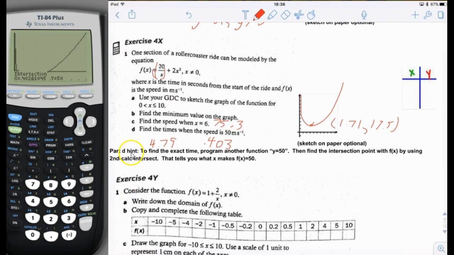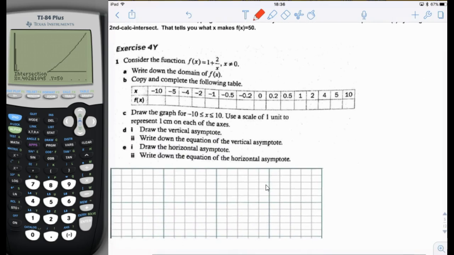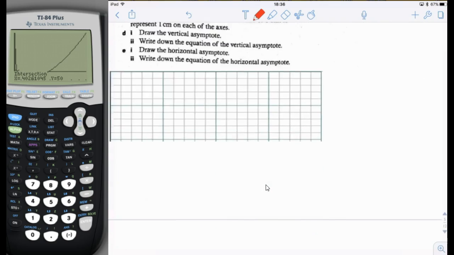Okay, I actually wrote here a hint for part D. Program another function y equals 50. Then find the intersection using second calc intersect. Okay? Alright, let's move on to 4y number 1, which is the last problem on this page.